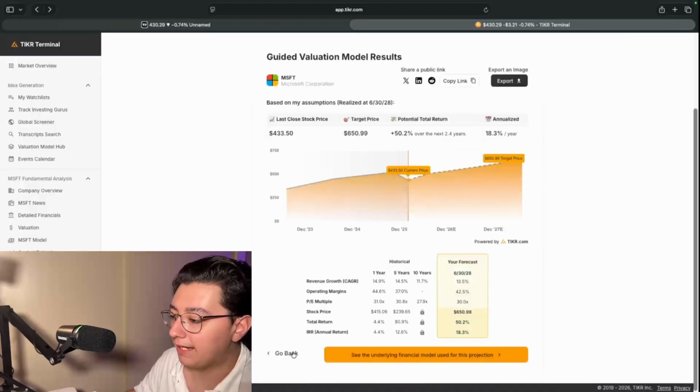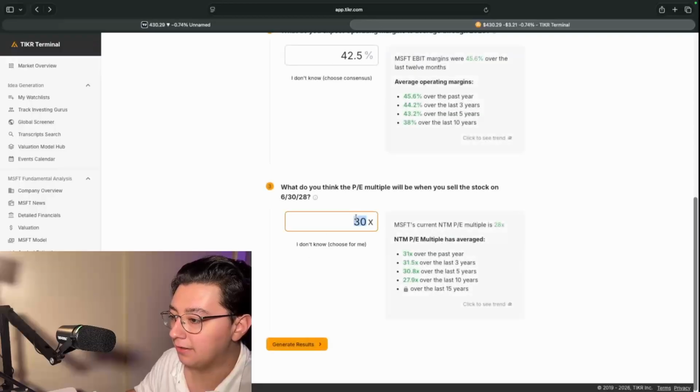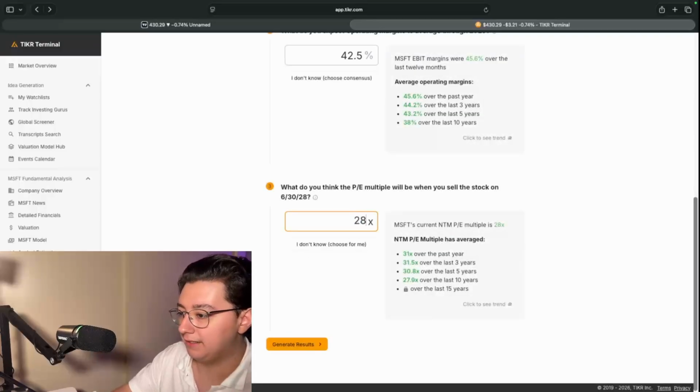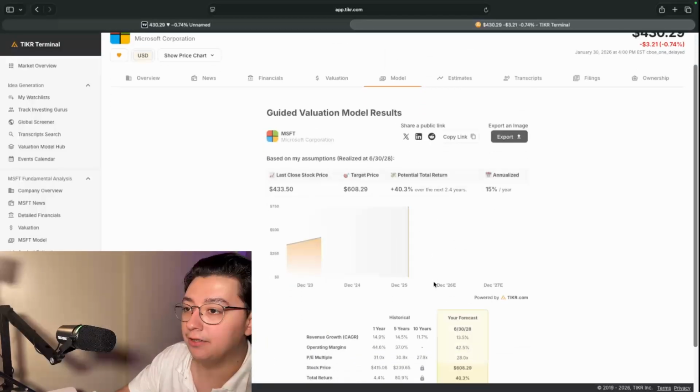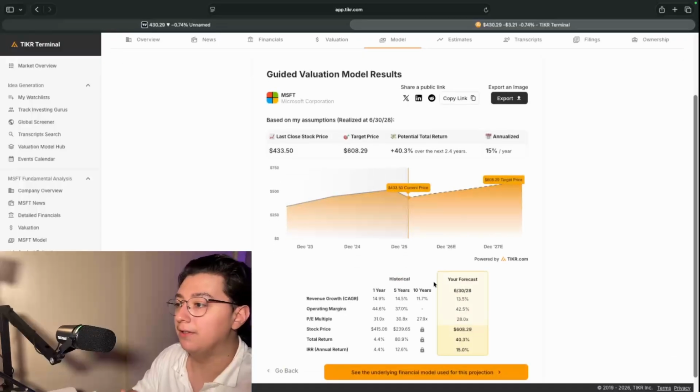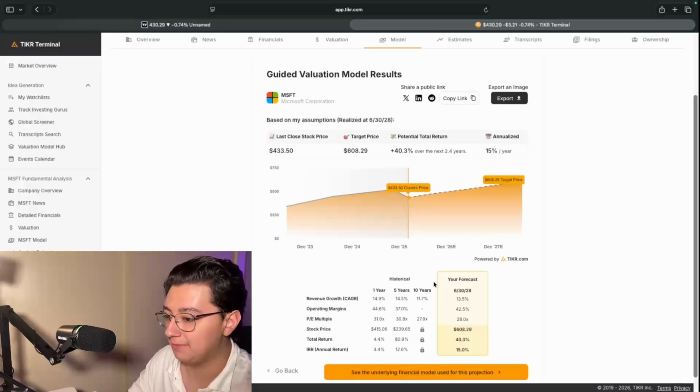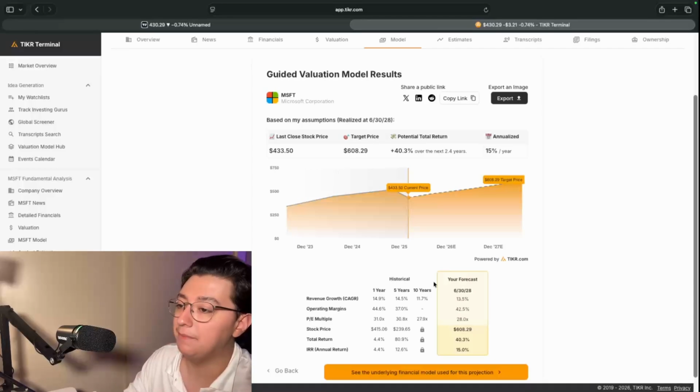Now, if I go back and want to be more conservative as to the P ratio that I'm going to sell it at, 28, it's still going to generate me a good result. And again, remember, the market is being irrational, guys. So what happens if the stock keeps falling? In my personal portfolio, remember, this is not financial advice, I'm going to keep buying.